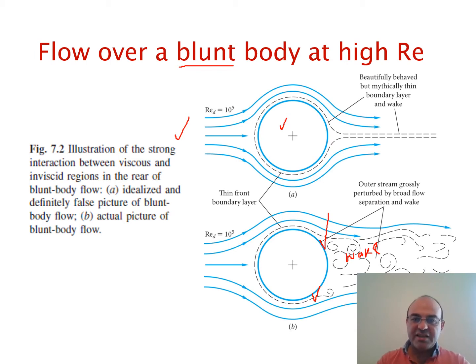I should also mention that this is for a very large Reynolds number, 10 to the 5. However, if the Reynolds number here is very small, like 1 or 10, this schematic could be correct, because for small Reynolds numbers, the streamlines actually follow the surface, the boundary of the body. Small Reynolds number problems are called Stokes flow or creeping flow. But what we are looking at here is for a large Reynolds number.